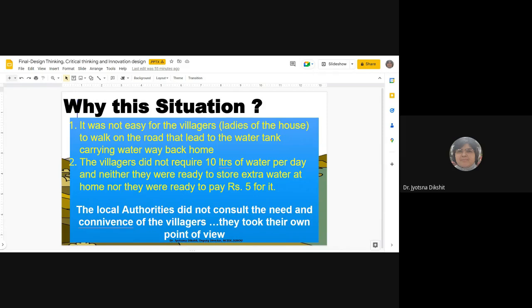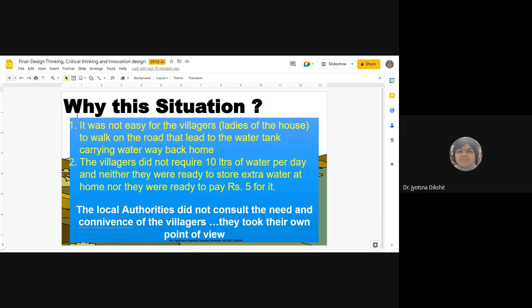Now, this is a different perception here: it was not easy for the villagers, especially the ladies of the house, to walk on the road that led to the water tank, carrying water all the way back home. Second, as mentioned by others also, the villagers did not require 10 liters of water per day, neither were they ready to store extra water at home, nor ready to pay 5 rupees for it. So the local authorities did not consult the need and convenience of the villagers. They took their own point of view.